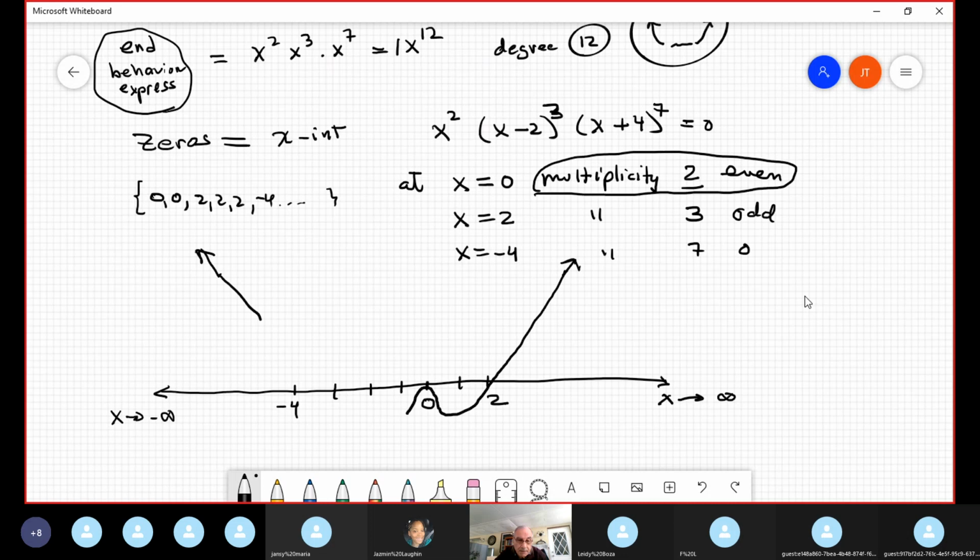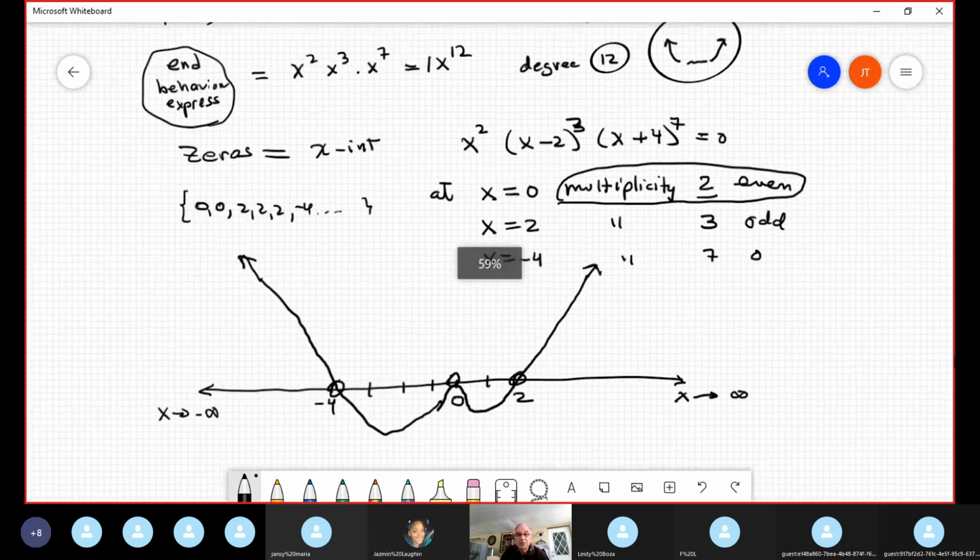So it looks like that. But actually, our polynomial contains 1, 2, and 3, 0. However, when the multiplicity is even, the graph touches the axis and does not cross it. When the multiplicity is odd, it crosses it. So this is the rough sketch of how the graph of this polynomial looks.